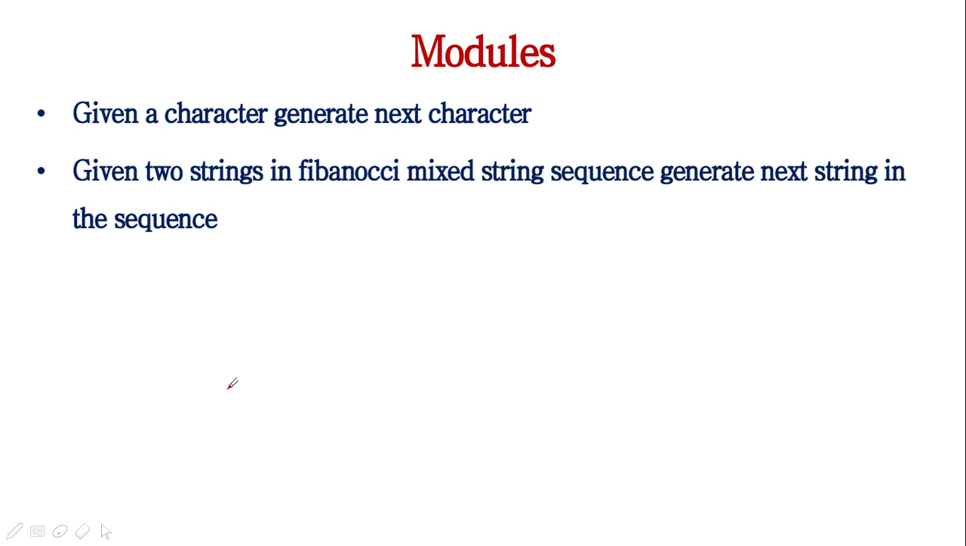So we are going to have two functions. The first function will find the next character. Given a character, it will find the next character. And the second function is, you are going to give two strings in the sequence and it will generate the third string. Okay, let us start coding.